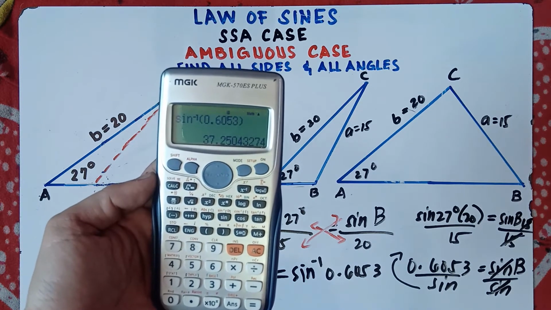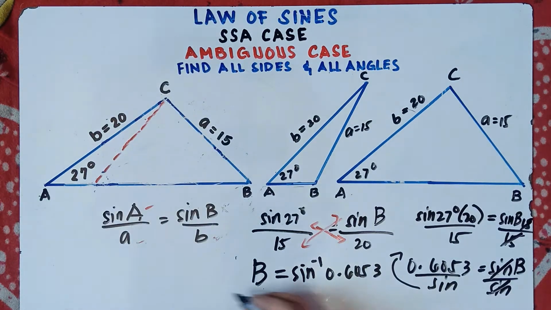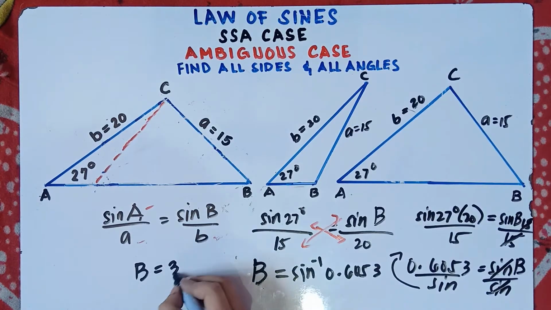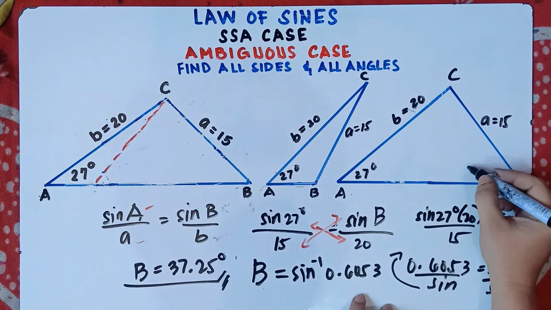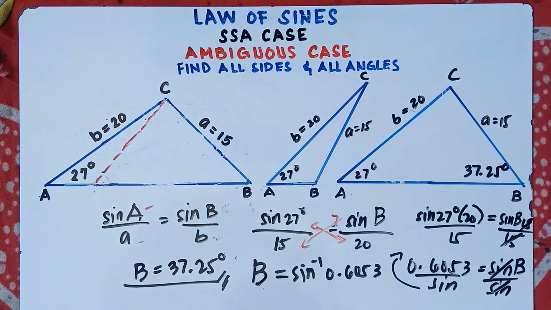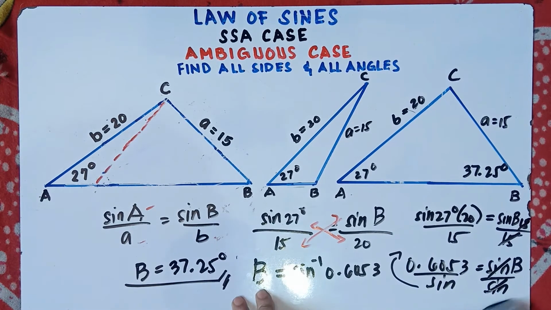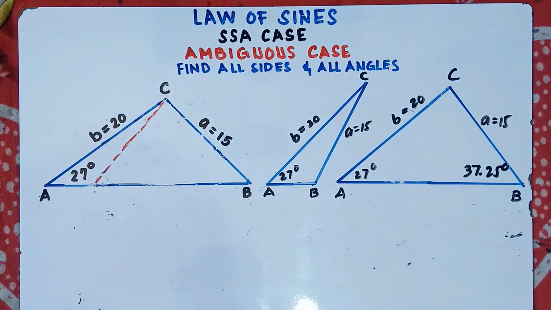37.25 degrees. Let's have 2 decimal places for our final answer. So B is equal to 37.25 degrees. That's the measure, class, of angle B. Alright, let me just erase this one, class.